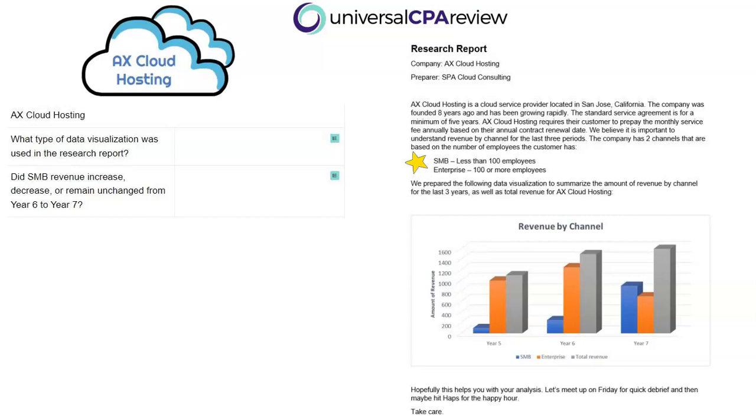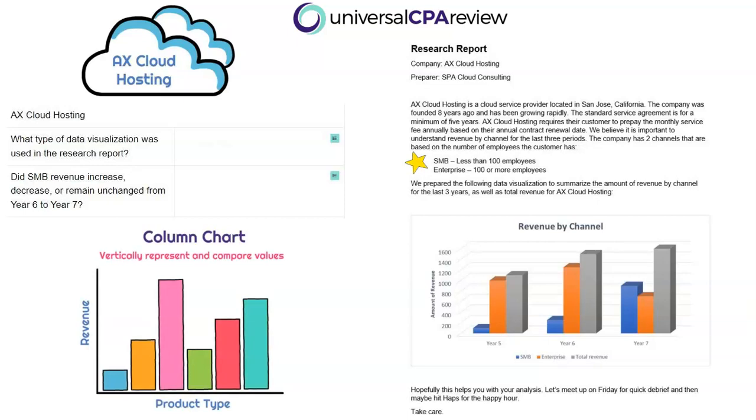Our first question was what type of data visualization was used in the research report. That's going to be a column chart, and a column chart is when the data is presented vertically. Remember, if it's horizontal, that's a bar, right? So I brought up the visual from the lecture and study guide. You can see they both go vertically. That's going to be a column chart.